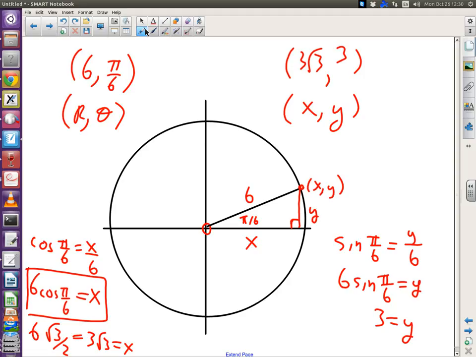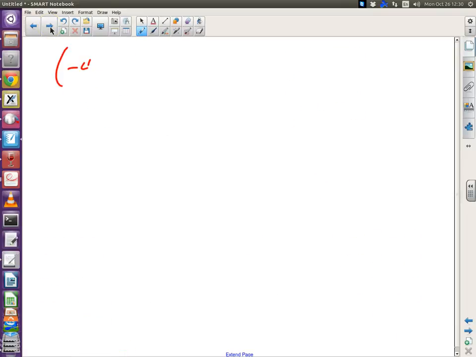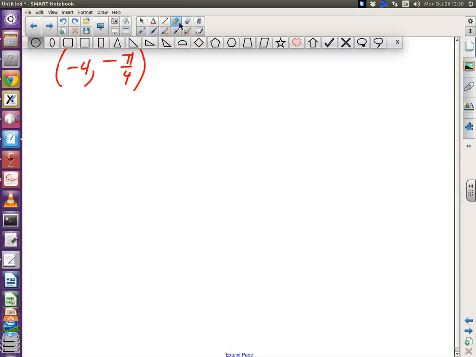Alrighty. Let's try that again. What if I gave you (-4, negative pi over 4)? Now remember, (4, pi over 4) would be in the first quadrant. (4, negative pi over 4) would be in the fourth quadrant. Then (-4, negative pi over 4) would be reflecting that point through the pole to the second quadrant. So it would look like this.